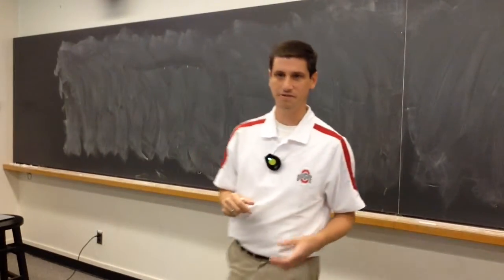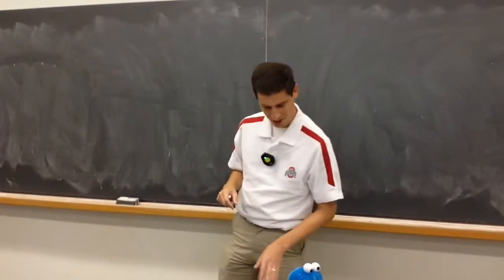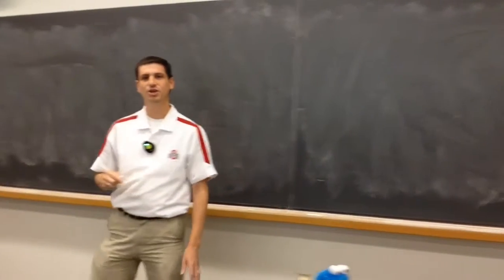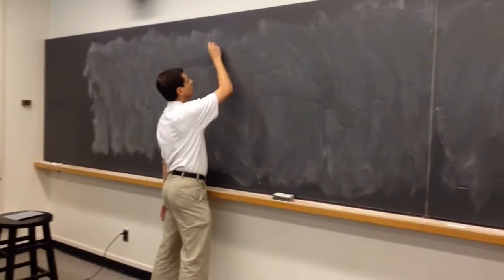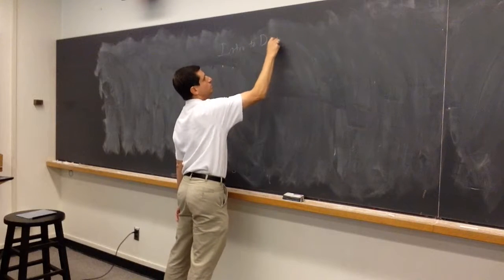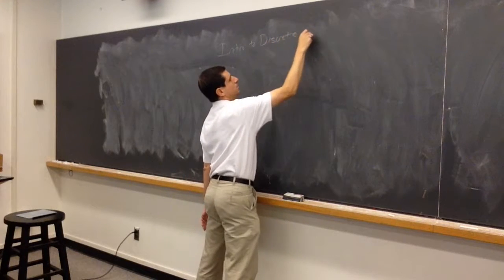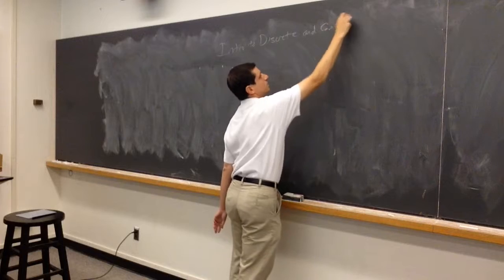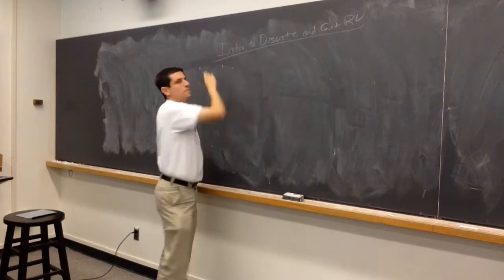All right, today's the 5th, October 5th, probability, introduction to discrete random variables. So we are finally at the main part of the course. Introduction to discrete, and we'll do continuous random variables.